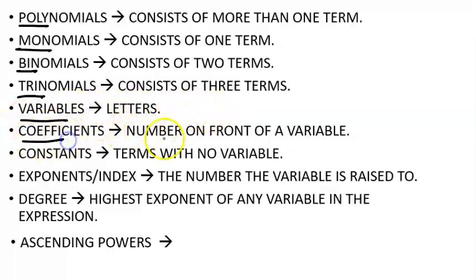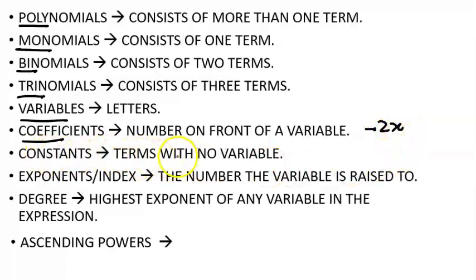Coefficients. A coefficient is the number in front of a variable. The number in front of a variable. Don't forget to include its sign. For example, if I ask you, what is the coefficient of x? The answer is -2. The coefficient of x is -2, the number in front of the variable x.